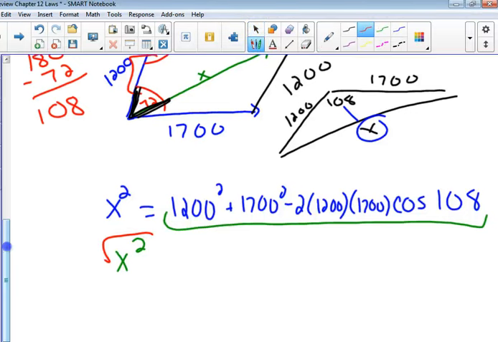All right, when you do your square root, 236 works? Yeah? Does that work now? Yeah.